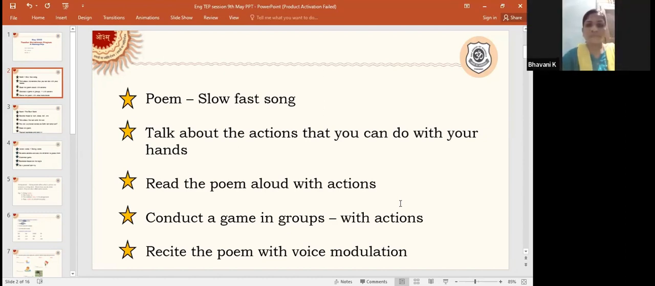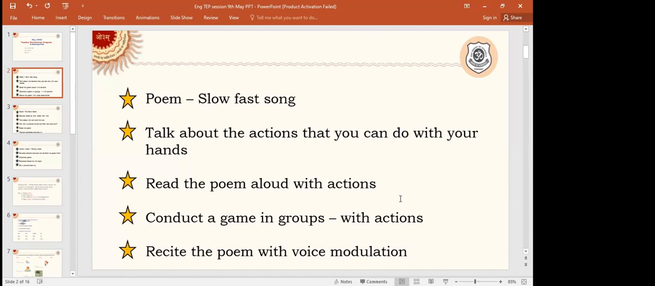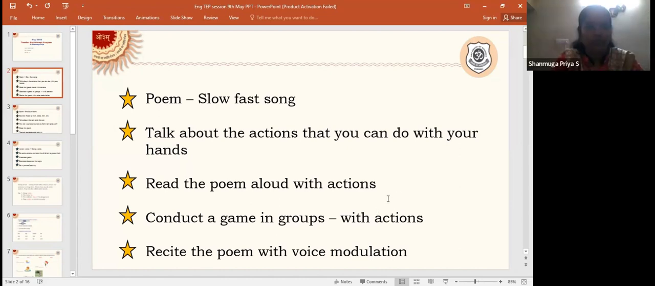When we recite the poem with this modulation, children would really enjoy doing this. Yes, teachers? Am I clear? Next. Roll, roll, roll your hands as slowly as you can. Roll, roll, roll your hands as quickly as you can. When we do it faster, they would wish to do it, and they'll be very excited too. Can anyone do the third stanza of this poem? I would request you to come on video, ma'am, so that you can do it with actions.